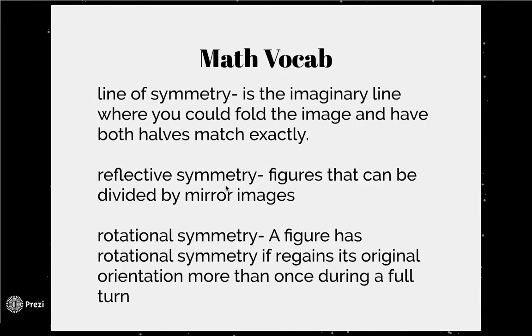Line of symmetry, which is the imaginary line where you could fold the image and have both halves match exactly. Reflective symmetry is where figures can be divided by mirror images. Rotational symmetry: a figure has rotational symmetry if it regains its original orientation more than once during a full rotation. So if you turn something, and it looks the same when you turn it, it has rotational symmetry.